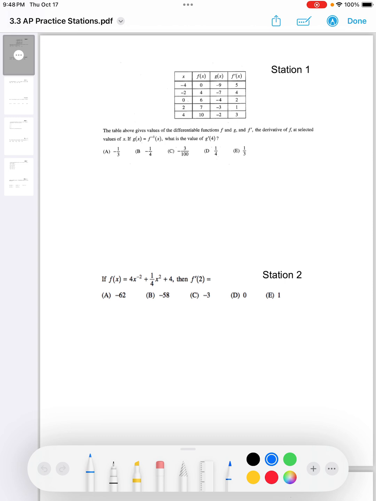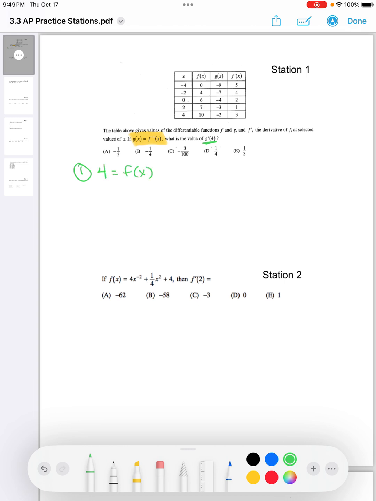The first thing that we have is a table here. So the table above gives the values of the differentiable functions f and g and f prime at selected values of x. And then it gives us this piece right here. And this piece is really important. g of x is equal to f inverse of x. So we know that g would be the inverse of f of x. So as we start this problem, we know that we're looking for g prime of 4, and so 4 is the x value of my inverse, meaning that it's going to be the y value on my function.